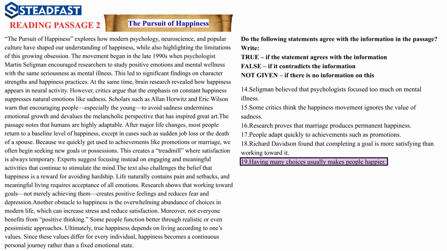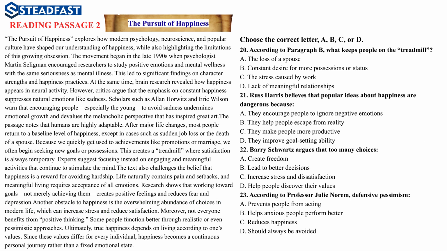Having many choices usually makes people happier. Another paragraph mentions that an overwhelming abundance of choice increases stress and reduces satisfaction. This is the idea associated with Barry Schwartz. Since the passage says more choice can reduce satisfaction, claiming it makes people happier is contradictory. So the statement here is false. And the next, questions 20 to 23, multiple choice. So let's see the questions.